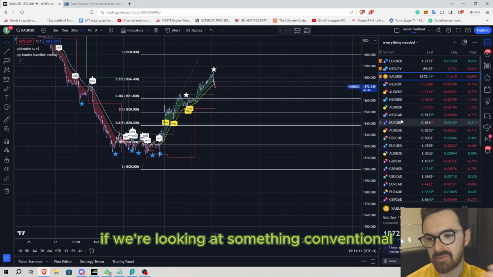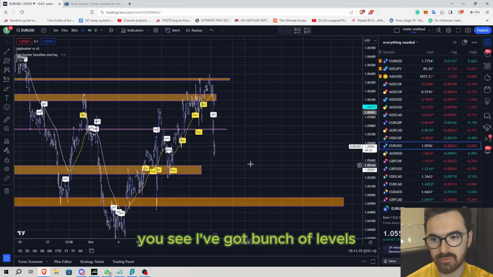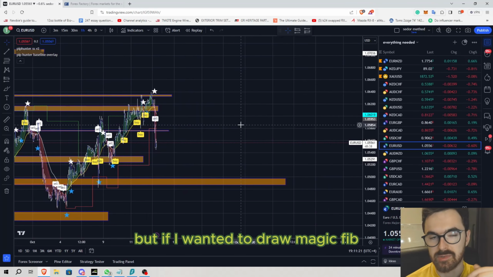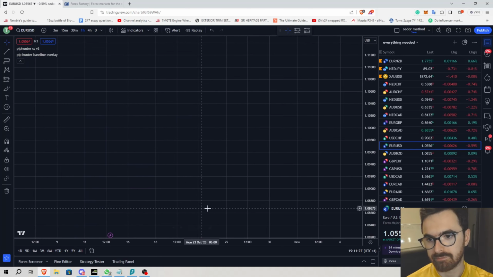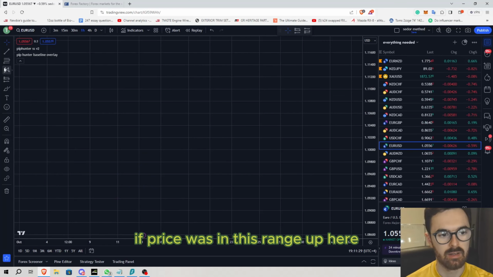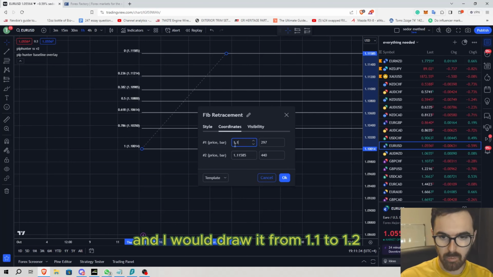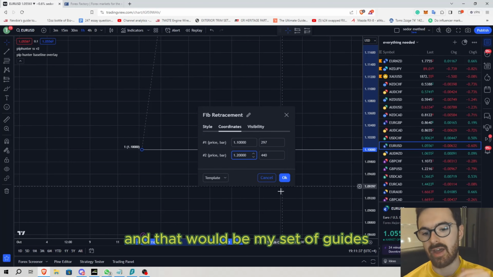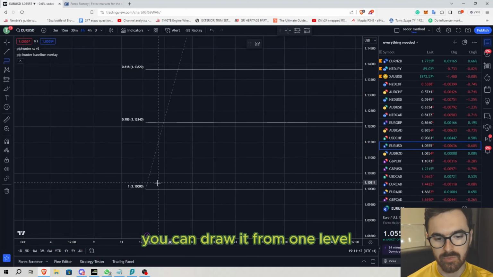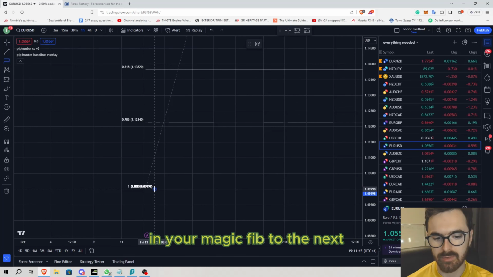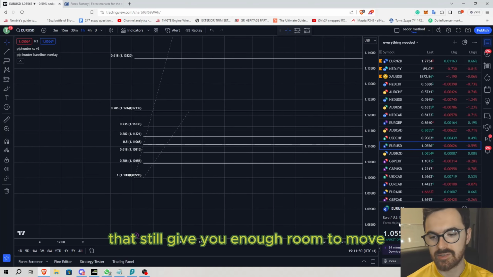If we're looking at something conventional, if we go back to Euro USD, you can see I've got a bunch of levels, but if I wanted to draw a magic fib, say we were in something that we haven't seen for a long period of time, like say we're up here, if price was in this range up here, then I would take 1.1 and I would draw it from 1.1 to 1.2, and that would be my set of guides. If this is too large, you can draw it from one level in your magic fib to the next, and this will give you those tighter levels that still give you enough room to move.